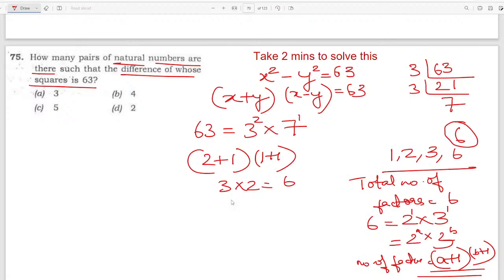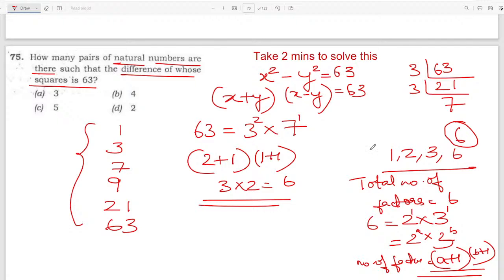We have 6 factors. So what are those factors? I'll just list the factors here. One is 1. After that there is 3. Then there is 7. Then there is 9. Then there is 21. Then there is 63. There are 1, 2, 3, 4, 5, 6. 6 factors are there.